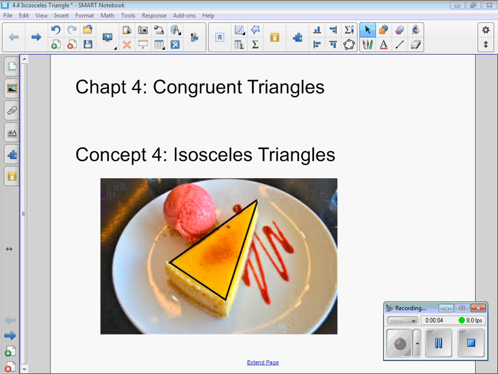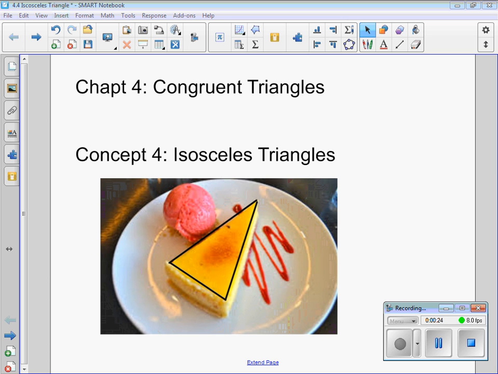We're in chapter 4 still, and the chapter is congruent triangles. Today is concept 4, isosceles triangles. So, we're going to be talking about pieces of isosceles triangle being congruent. Hopefully you know the definition of an isosceles triangle is that two sides are congruent to each other. And we're going to learn some things about isosceles triangles.